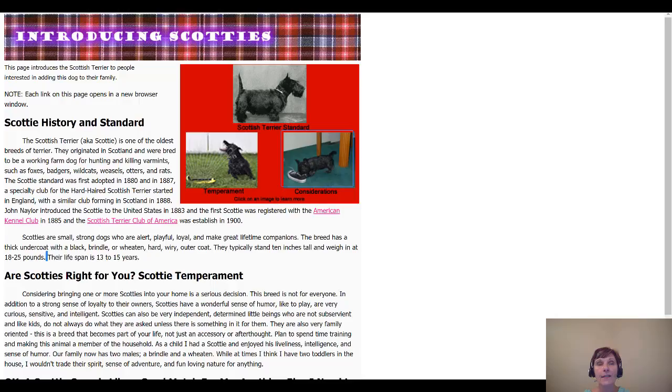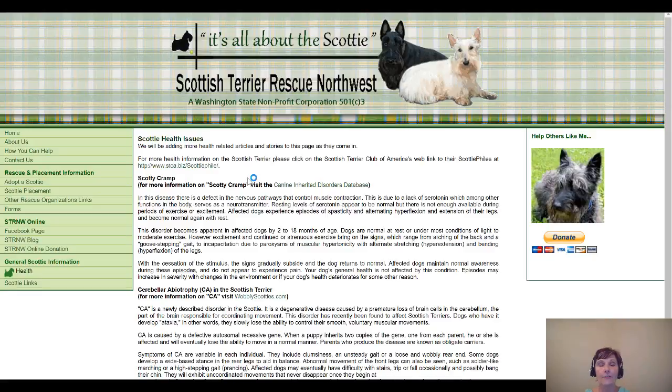My second example is Introducing Scotties. This is a brief introduction to the Scottish Terrier breed, and it discusses temperament, illnesses, and a wide variety of information about Scotties, and is important for people who are considering adding a Scottie to their family. Each one of these images is a link to further information. For example, here we have considerations from the Scottish Terrier Rescue Northwest.